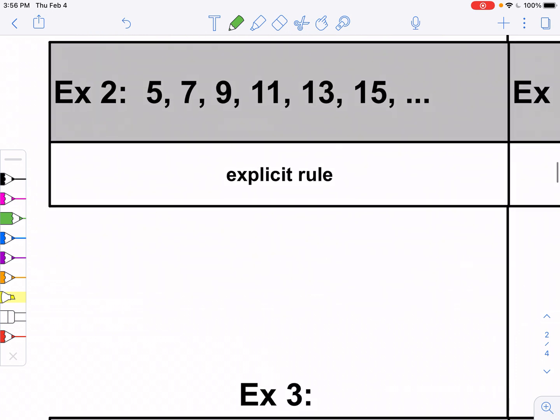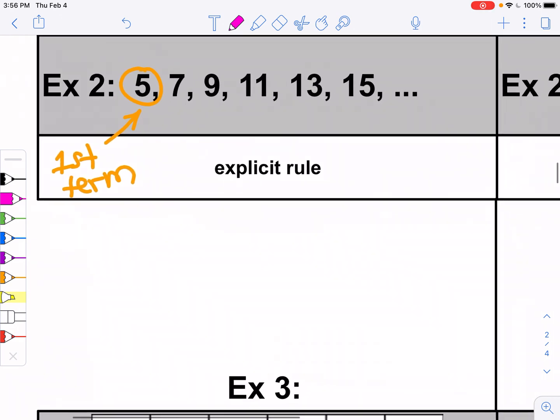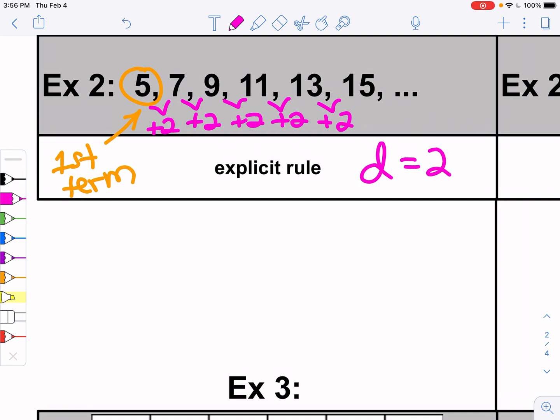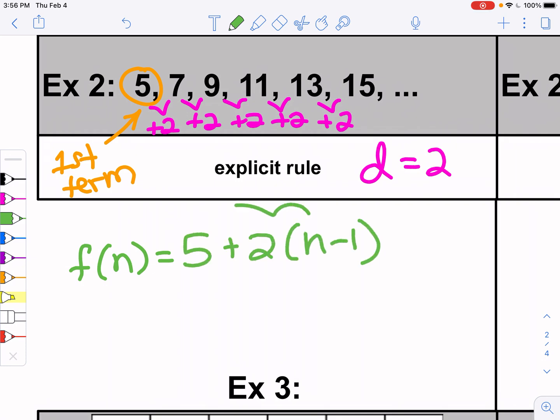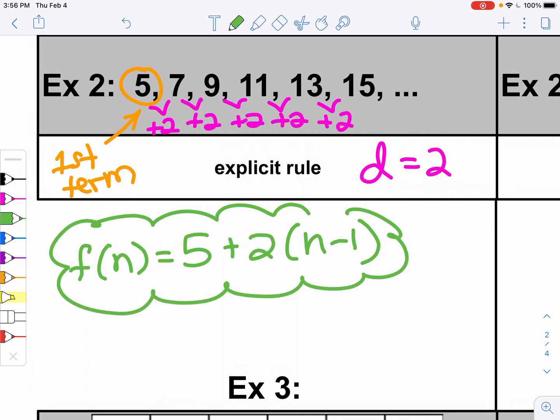Let's take a look at another one. So we know for a fact that 5 is our first term. And we add 2 every time. So our common difference is 2. When we write our formula, we have f of n equals the first term, 5, plus 2, n minus 1 times. 1 less than whatever number we're looking for.